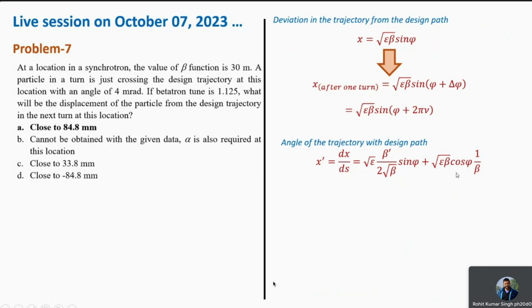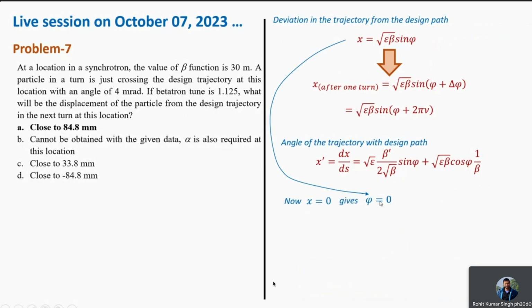Now we have x and x prime. Now apply the initial conditions provided in the problem. First we apply x is equal to 0. Now you know that emittance cannot be 0 and beta cannot be 0. So definitely sin phi is 0. So we take the very basic condition, phi is equal to 0, as the initial condition.